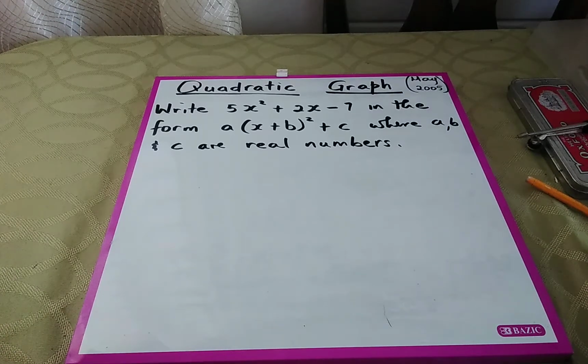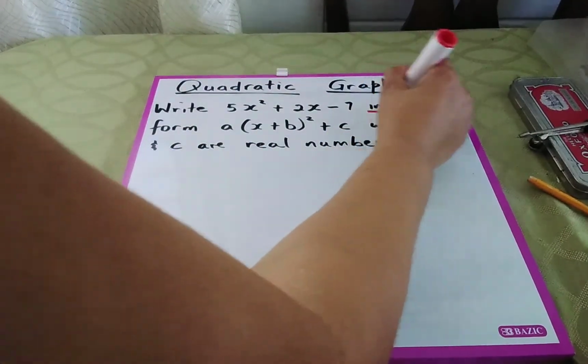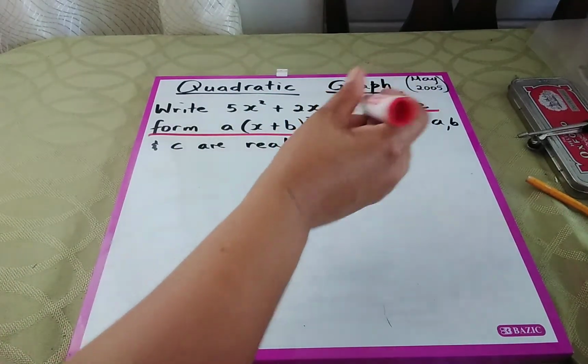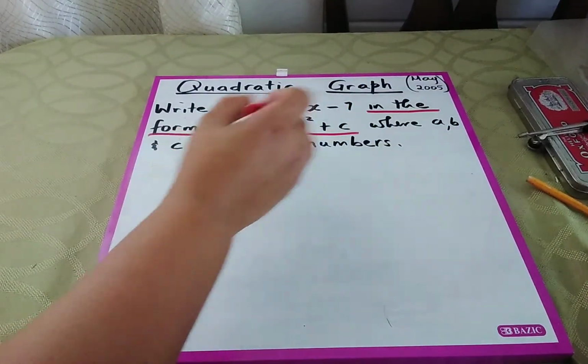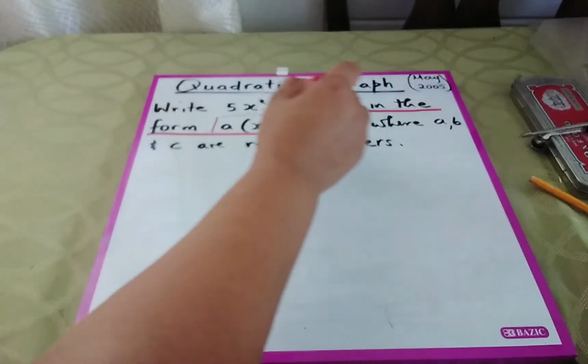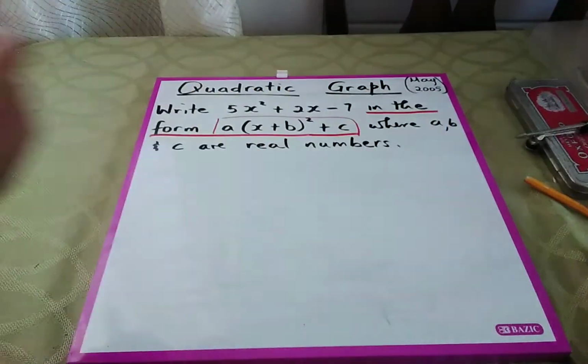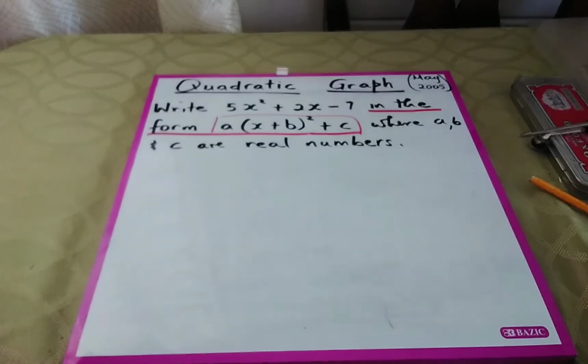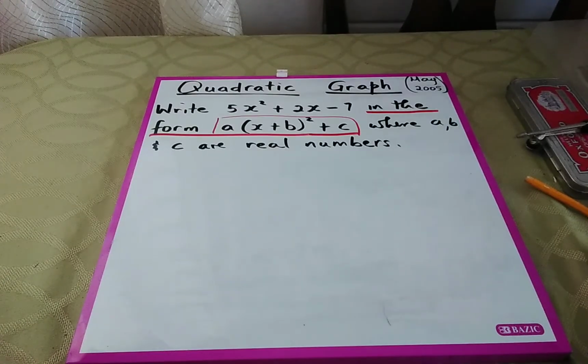So we are going to do a May 2005 CSEC question. The A part of the question says write 5x squared plus 2x minus 7 in the form a(x + h) squared minus k. Once you see the term "in the form," it means you want to write your answer in this format. It must end up looking like this. The clue words "in the form" are an indication that it is completing the square. But we're not going to use the completing the square method. We're going to use the H and K method.